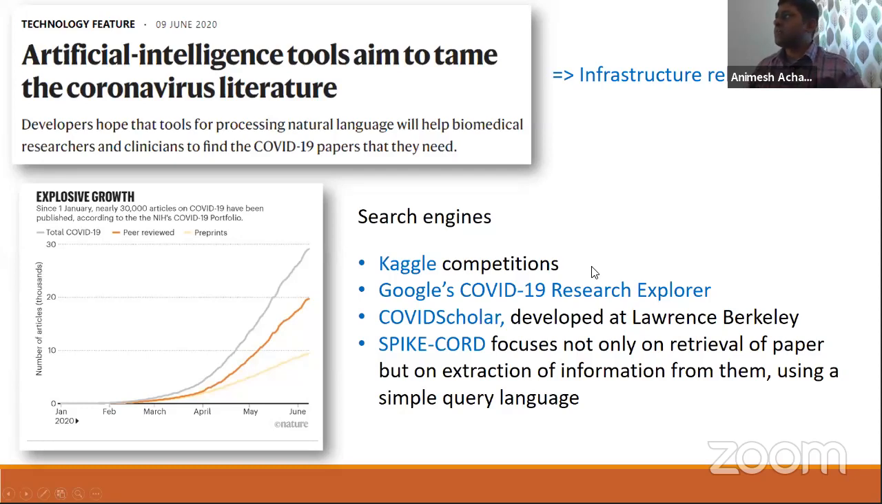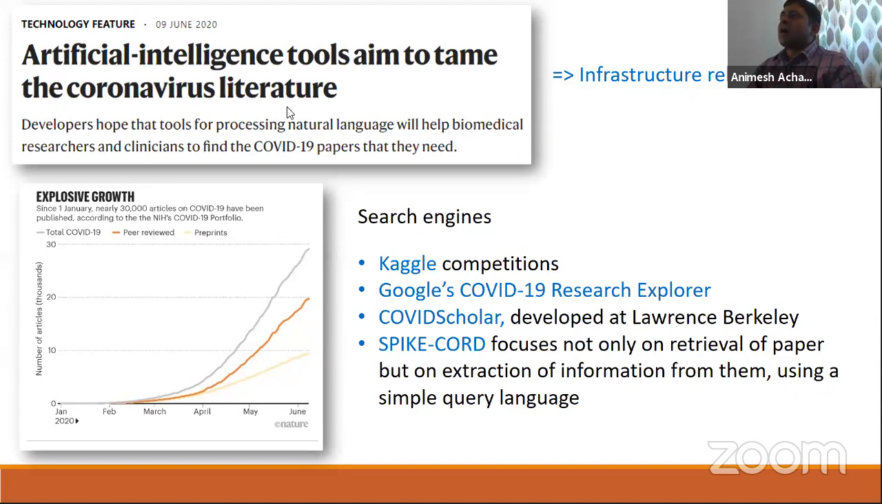So this is tools related, infrastructure related. So you can see the 9 June 2020, this is a technology feature in Nature. And they say what people are doing around the globe to make infrastructure for COVID-19. So you can see, again, January 2020, February, China just closed down, and other countries locked down in the process. And you can see what is going on, total COVID-19, and then the portfolio, and then peer-reviewed articles and preprints, and quite an exponential growth in that.